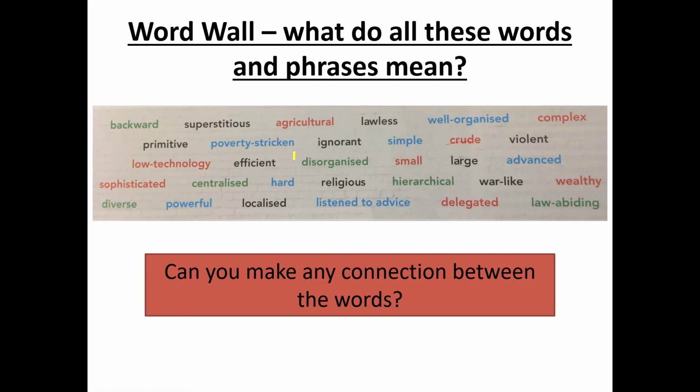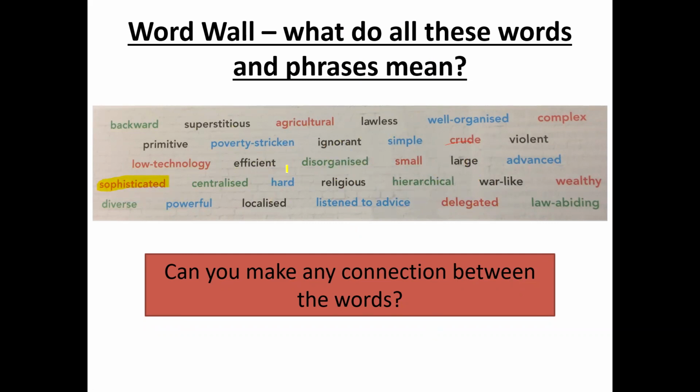Your starter task for today's lesson is to think about what all these words and phrases might mean. If you don't know what some of these things might mean, you might need to look them up. They're not keywords for today, this is just your starter task. Make sure you understand each word. If you don't know what sophisticated means, go away and look it up. But essentially, see if you can make any connections between these words.